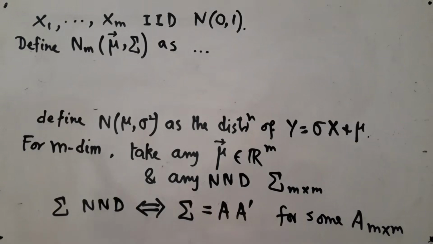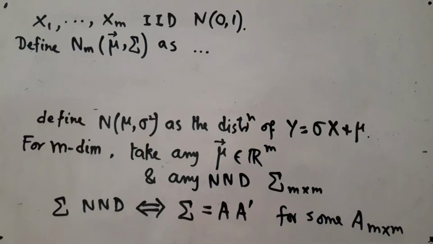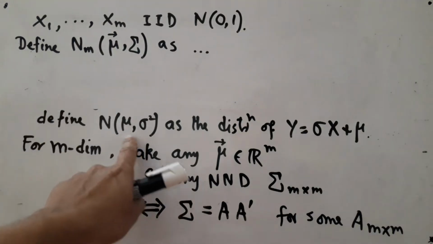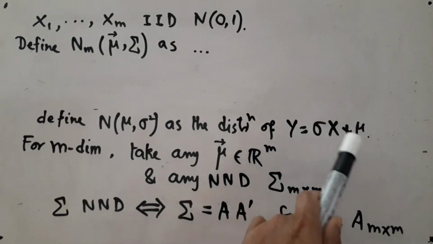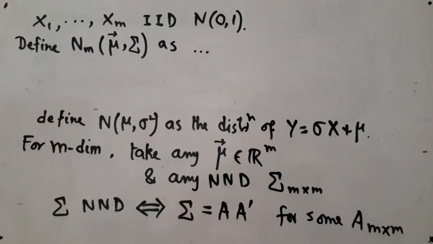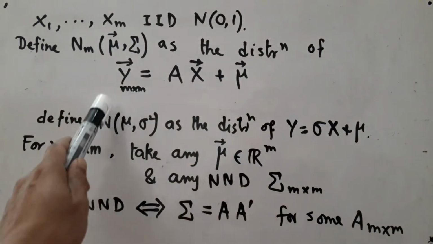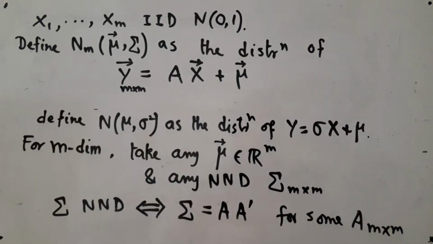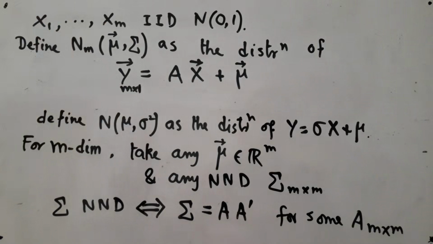Now we are about to define the multivariate normal, which we denote like this. This subscript m denotes the dimension, m-dimensional multivariate normal. This is the mu vector and this is the capital sigma matrix, very much like this notation. Here we defined it as the distribution of y equal to sigma x plus mu. Sigma was any square root of sigma square. So here analogously, this will be the distribution of y equals Ax, where A plays the role of the square root, times x plus the mu vector. The entire thing is an m cross 1 vector.